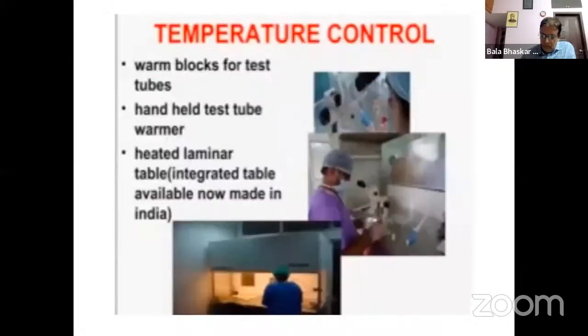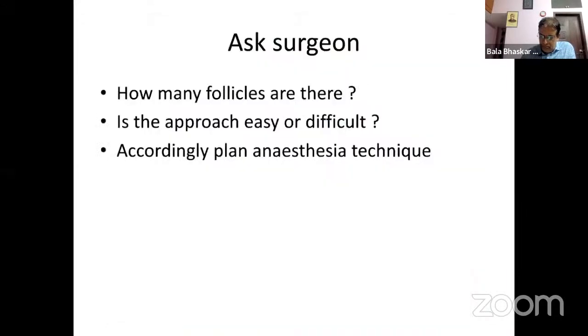This picture shows the getting ready of various equipment by the gynecologist and the embryologist. The picture shows the embryologist in the adjoining room studying the follicular fluid under a microscope. After entering the operation theater, we should ask the surgeon how many follicles are there.